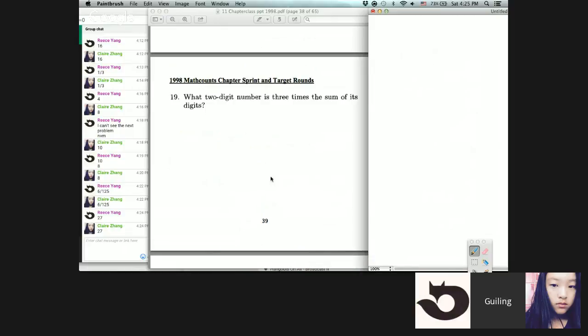Alright, nice job. The correct answer is 27. So the way to solve this is a two-digit number AB can be written as 10A plus B, and this is equal to 3 times the sum of its digits. So that'd be 3A plus 3B. And we just solve that and we get 7A equals 2B. And the only way that this works such that A and B are integers is A equals 2 and B equals 7.